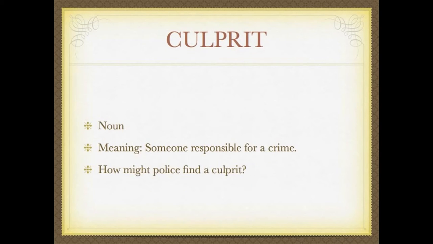Next, we have the word culprit, which is a noun. In this case, it's a person. The meaning of culprit is someone responsible for a crime. If I wanted to use the word culprit in a sentence, I might say, when there is a crime, the culprit is the person who should be punished. How might police find a culprit? Write your response on your vocab sheet.